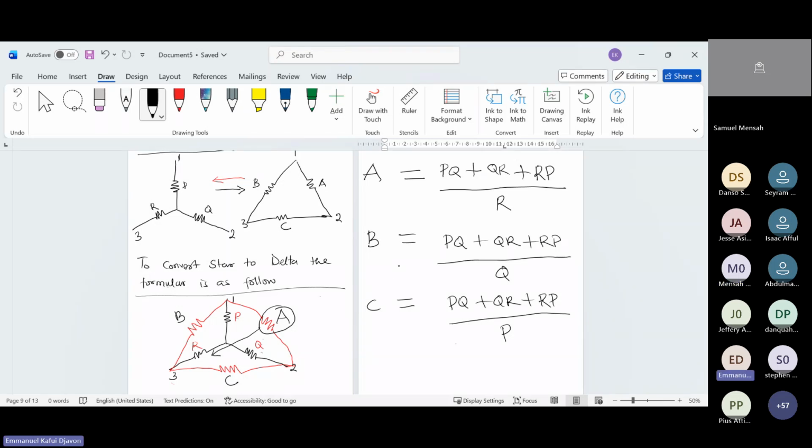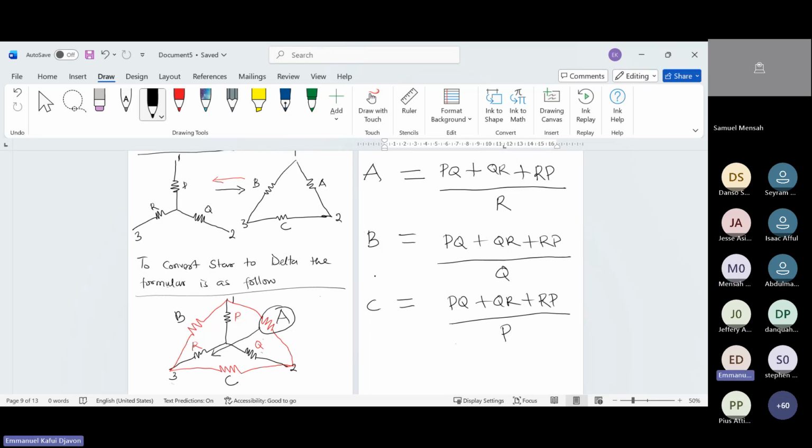Okay. Now here we are transforming a star to a delta. To get that done, you draw a delta around the star. When you do that, we can now do the transformation. Are you there? Yes, please.